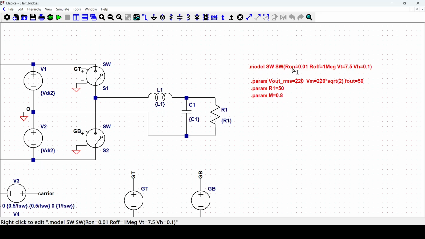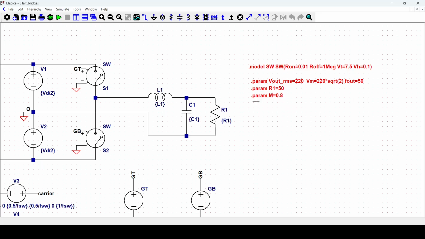This is the model of the switch. This is just an ideal switch for this example. We've got a purely resistive load of 50 ohms, and in this case we will have an output power of 1 kilowatt.